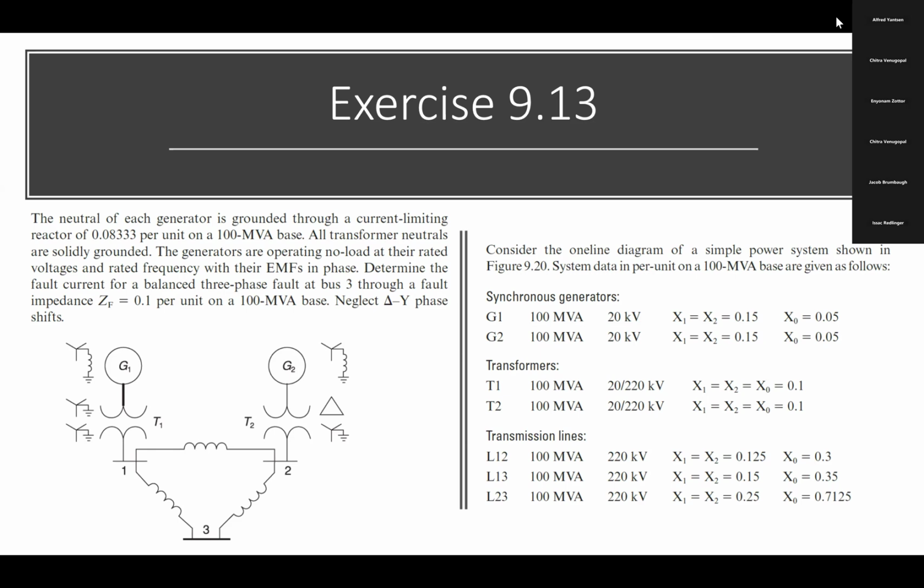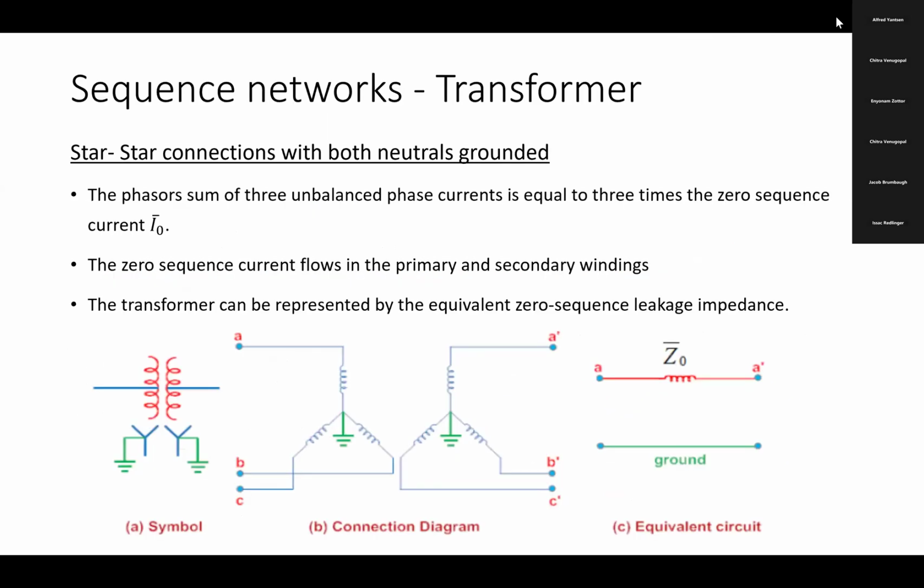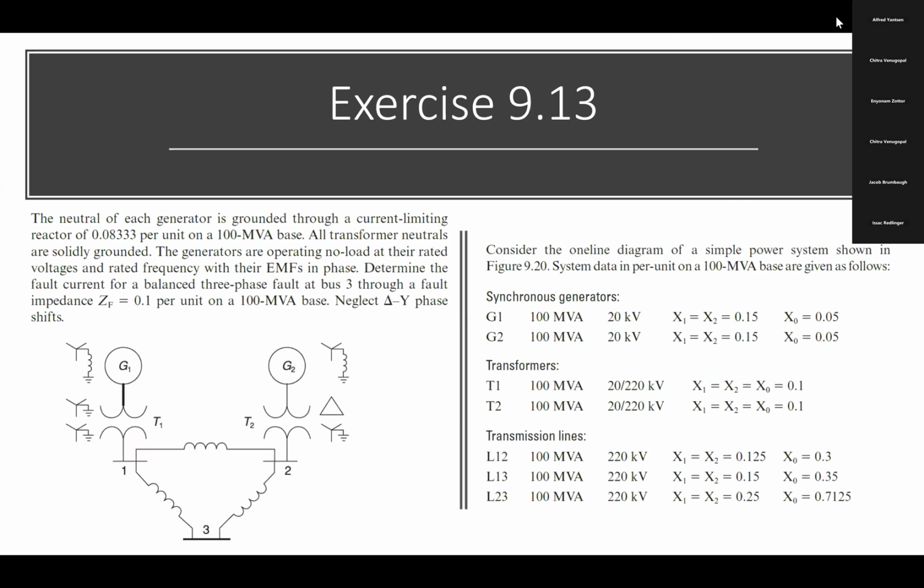Generator values are given, transformer values are given, transmission line values are given. Now let's see how to solve this, step by step. Take the transformer first, that's the complicated part. Look at the transformers. What it says is a transformer Y to Y on this side, delta to Y on this side, solidly grounded. So let's take this transformer first and find out the equivalent.